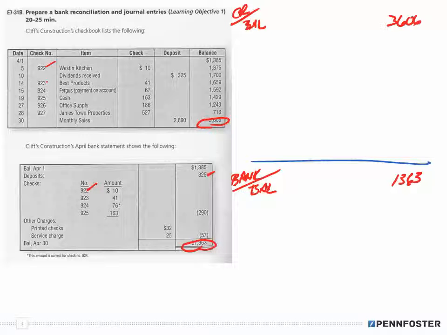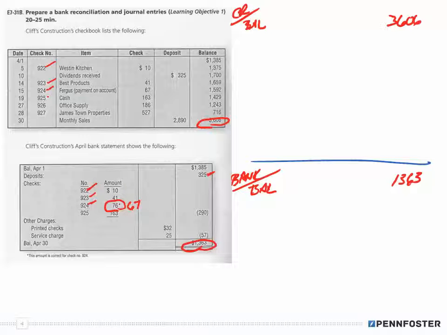So I look for check number 923 for $41, which is right here. 924 for $76. Whoops. It's for $67. Now, notice 924 here has an amount of $76 and not 67. So even though it's on here, it's a different amount. So we're going to have to make some kind of adjustment for it.